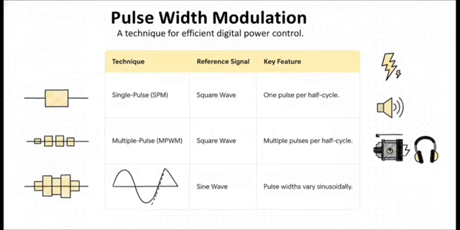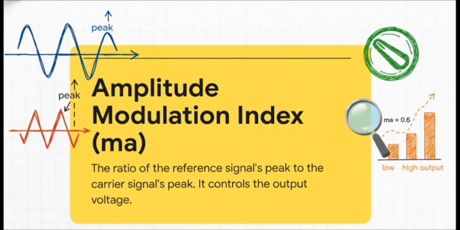You get a stream of pulses, but their widths are constantly changing. The pulses are skinny when the sine wave is low, they get fatter and fatter as the sine wave climbs to its peak, and then they get skinny again as it falls. So the average power perfectly follows the shape of a sine wave. This is the secret sauce for making clean AC power, for making electric motors run whisper quiet, and for building amazing audio amplifiers. Now when we start using these pro-level techniques, we need a couple of new knobs to turn.